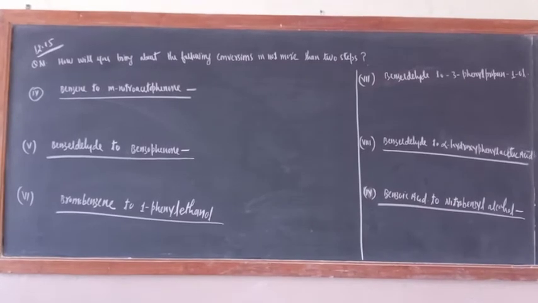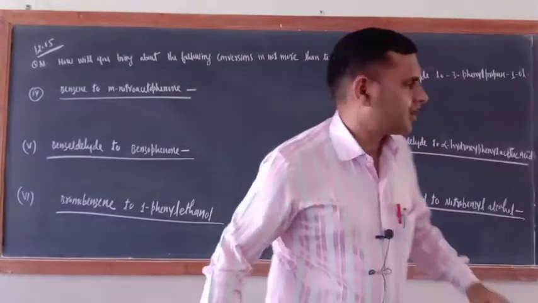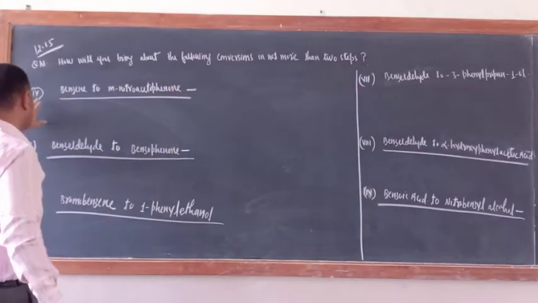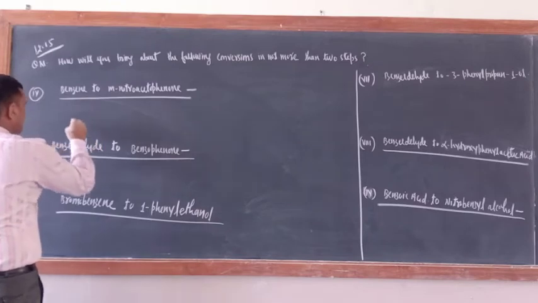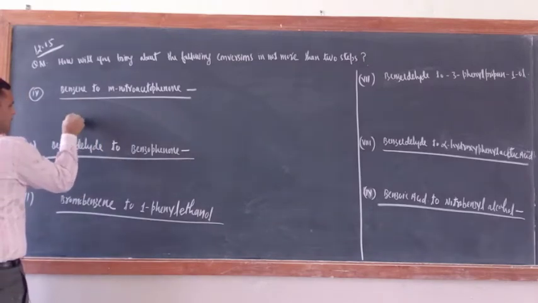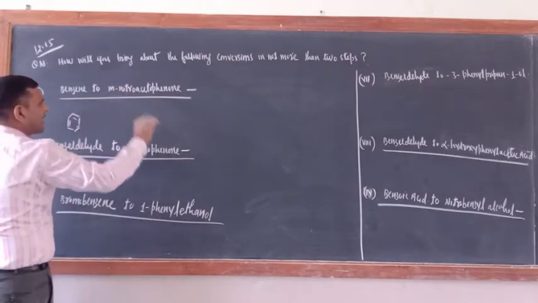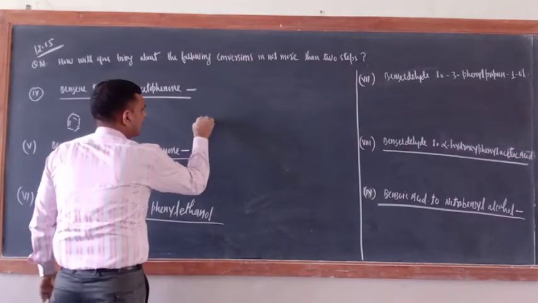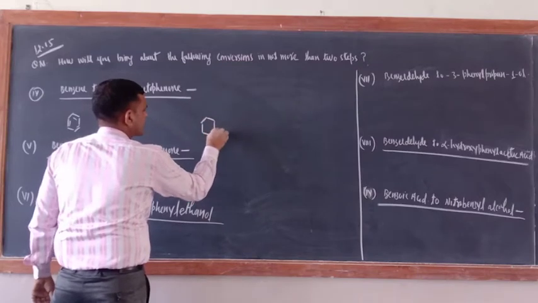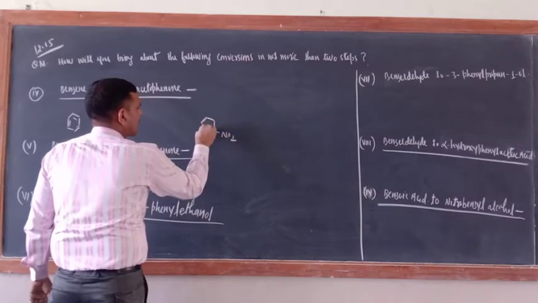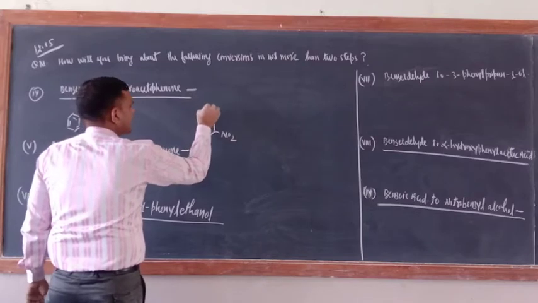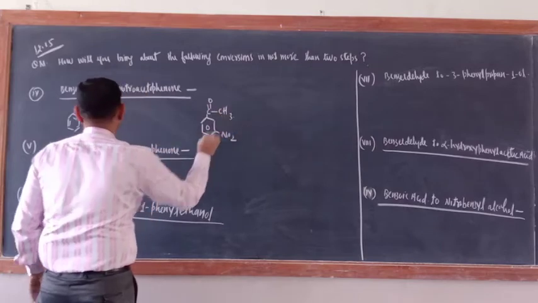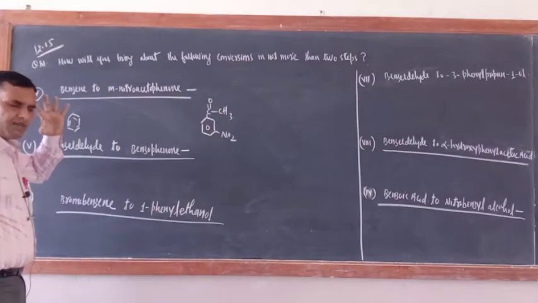Benzene to meta-nitroacetophenone. How will you bring about the following conversions in more than one step? 4th one is there. Just see, this is benzene. Meta-nitroacetophenone: here at meta position NO2, and here what should be there? Acetophenone. Acetophenone means C double bond O CH3. So just see, just apply your brain.